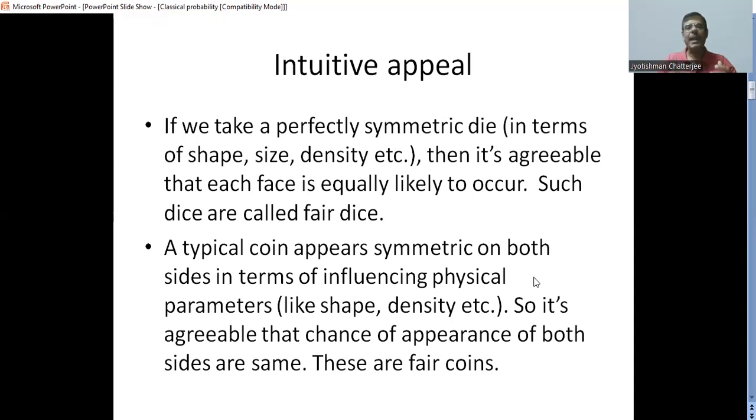Now, if you consider a typical coin, it has 2 sides, head and tail. Both sides have a similar kind of density and shape, etc. So if we toss the coin, each side is equally likely to turn up. Such coins are called fair coins. And the earlier described symmetric die, where each side is equally likely, is called a fair die.